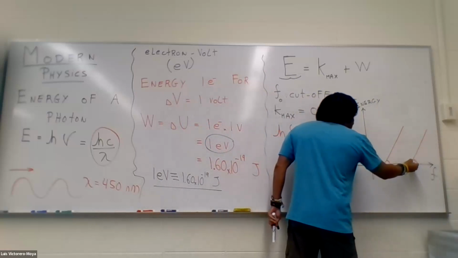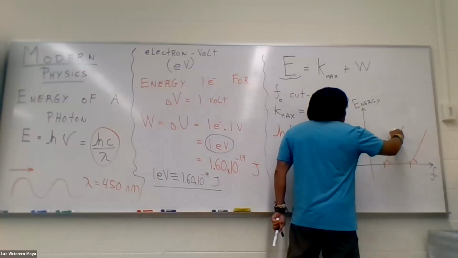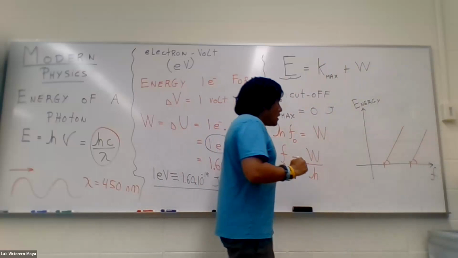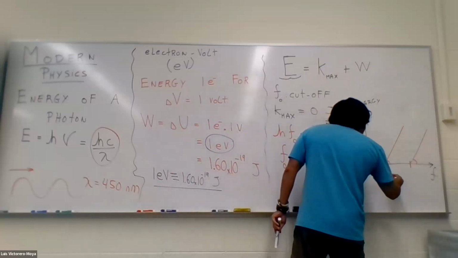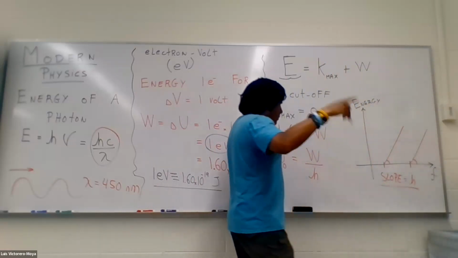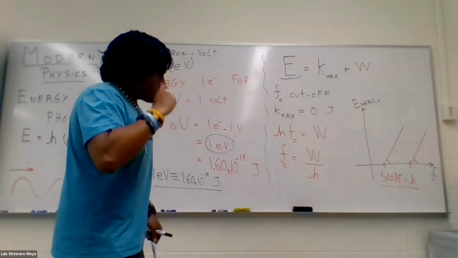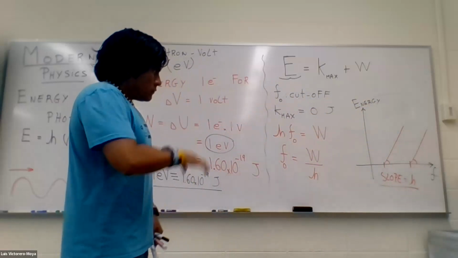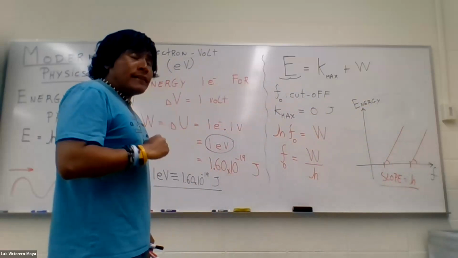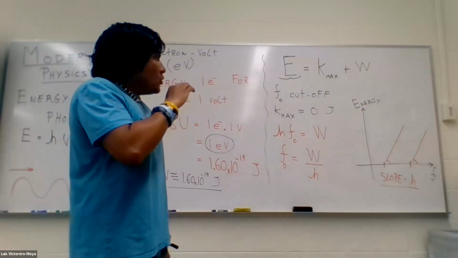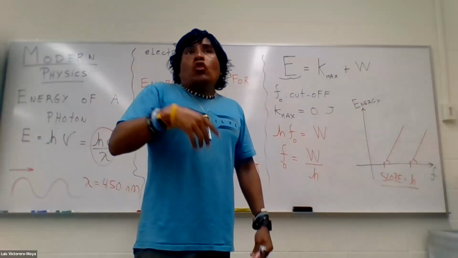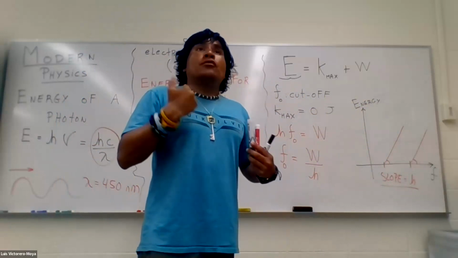But there are different cutoff frequencies. This can be gold, this can be silver. It depends on the metal. The slope will be equal to h, which is a constant, the Planck constant. So this is the first experiment that shows that light behaves as a particle as well, because you have here the conservation of energy between light and electrons. So they are interacting as particles.